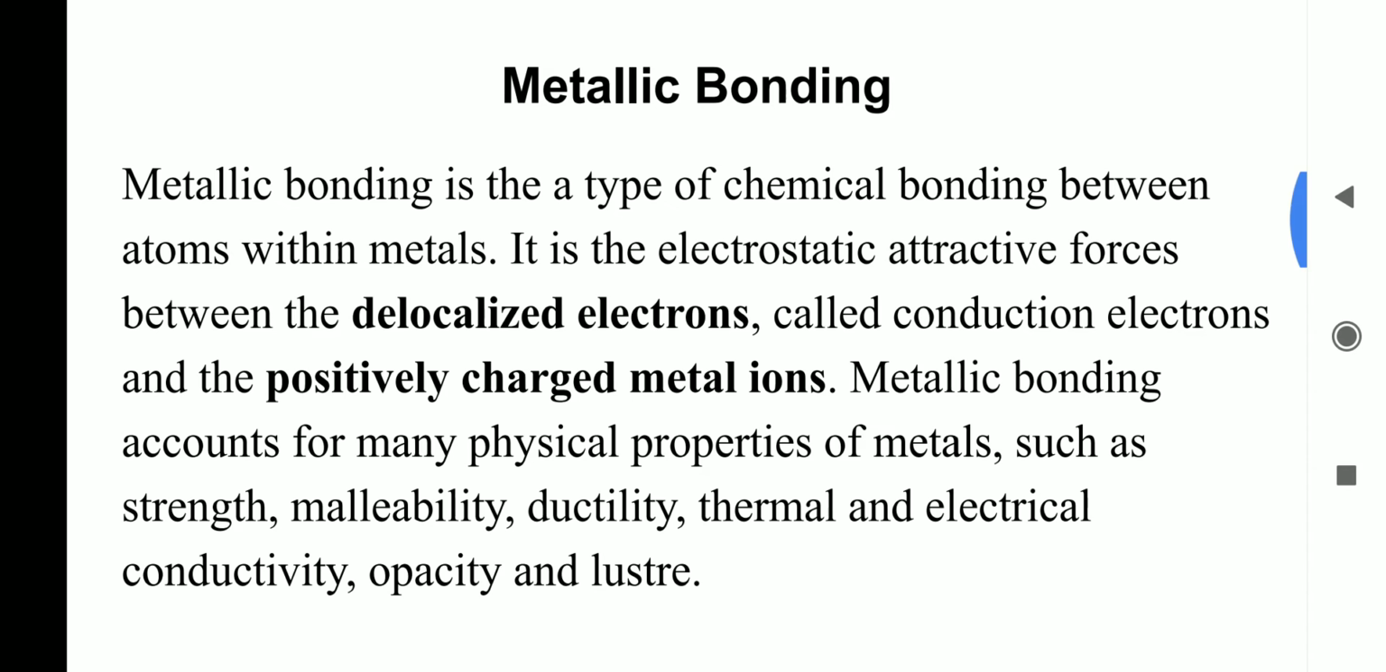Now, what is metallic bonding? Just like covalent and ionic bonds, it is also a type of chemical bonding. But here, the bonding exists between the atoms within the metals. It is the electrostatic force of attraction between the delocalized electrons, which are called conduction electrons, and the fixed positively charged metal ions, which we also call kernels.